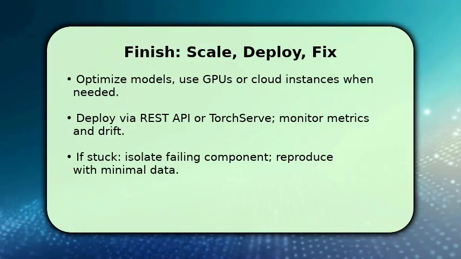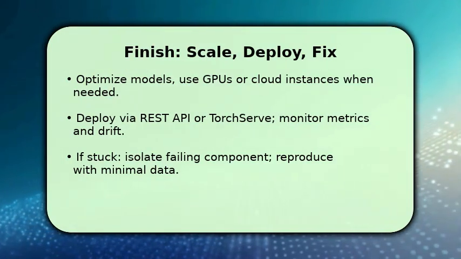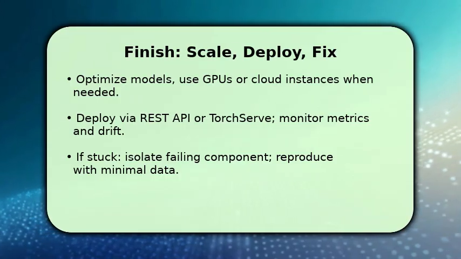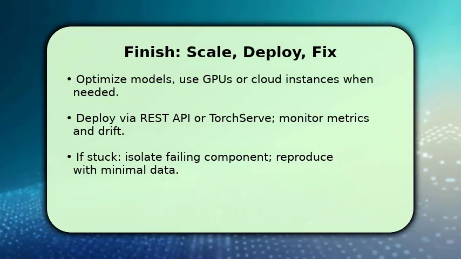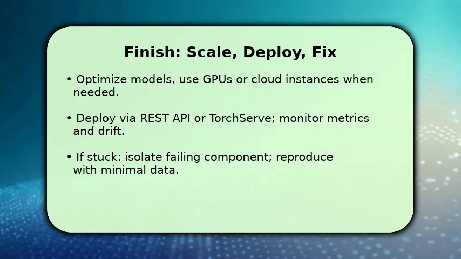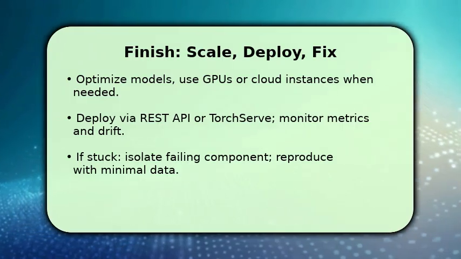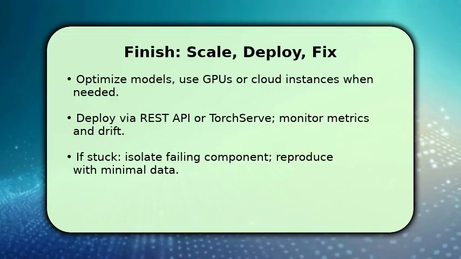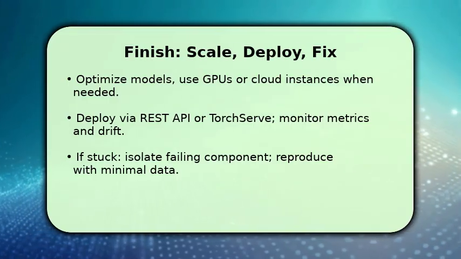To finish, scale and deploy. Optimize models, use batching and a GPU or cloud instance when needed because training small locally doesn't prove production readiness. Once done, package the model into a REST API or use TorchServe and monitor metrics to detect drift.